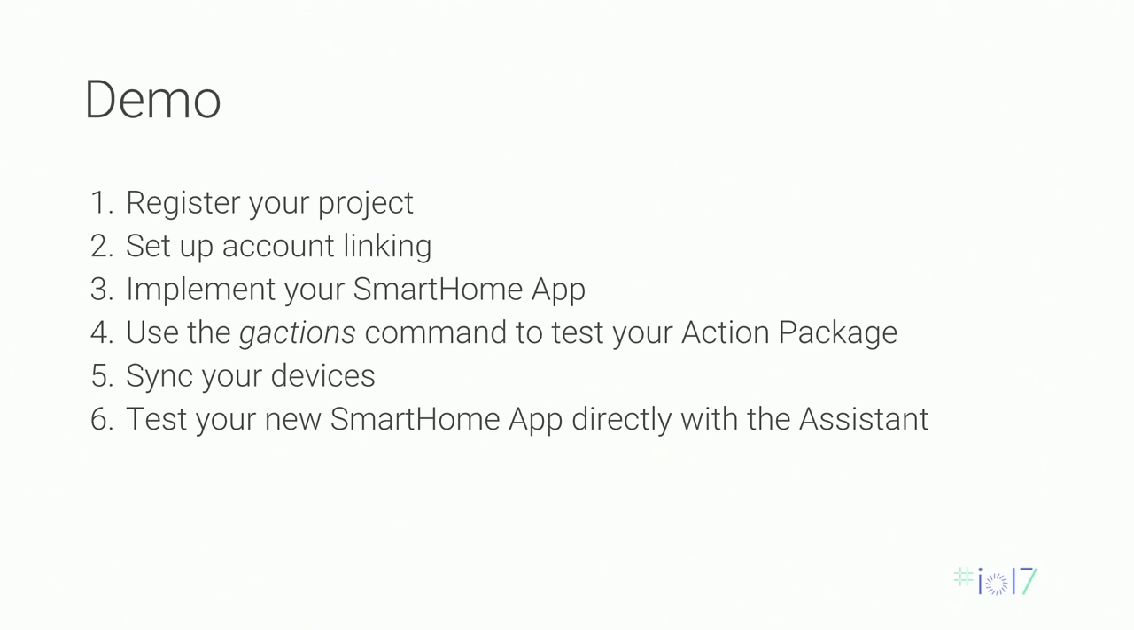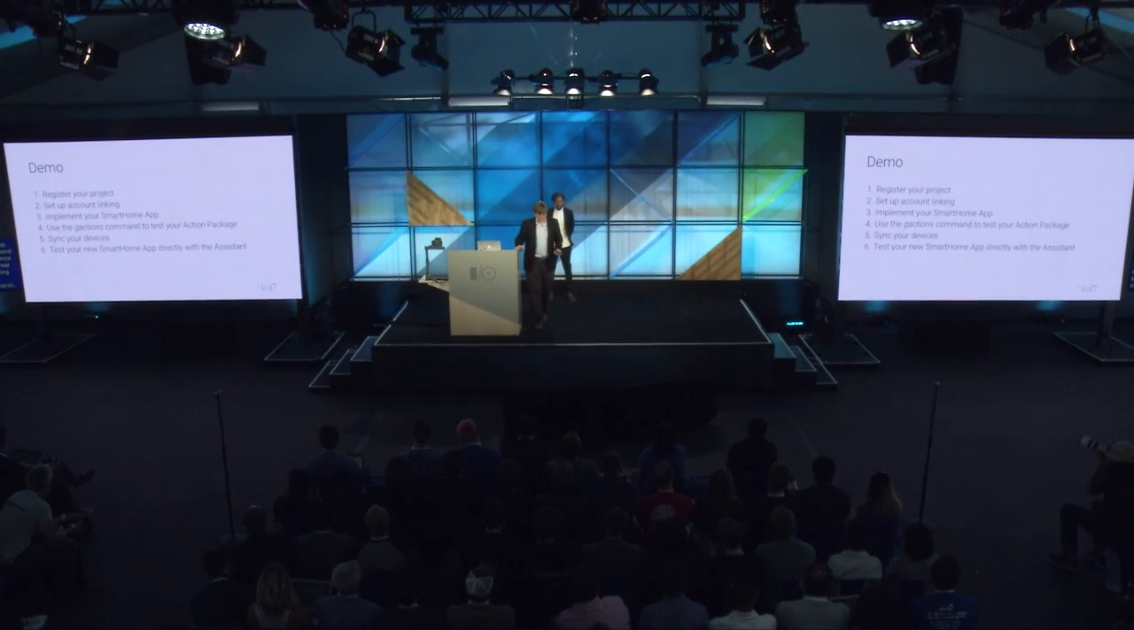You're going to use this gactions command line tool to test that package. And once you do that, we're going to go to the real app, production level, nothing googly, nothing special, production level Assistant app in Home Control, connect to your app, set up your devices, and then start talking to them. So let's start the demo.